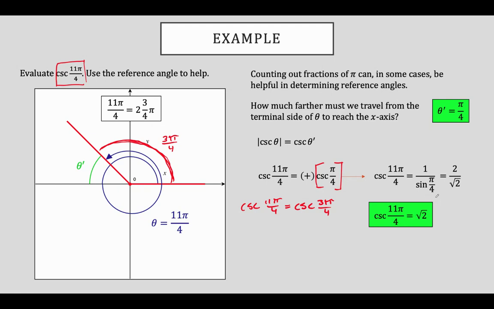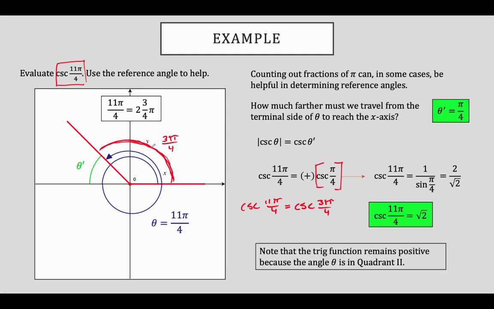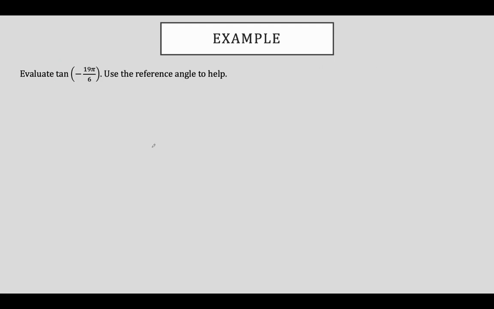So if you like using reference angles because it only requires you to know the first quadrant of the unit circle, that's great. If you want to count them out, that's perfectly fine as well. All right, note that in this case, the trig function remains positive because the angle theta is in quadrant 2. Let's try one last one.